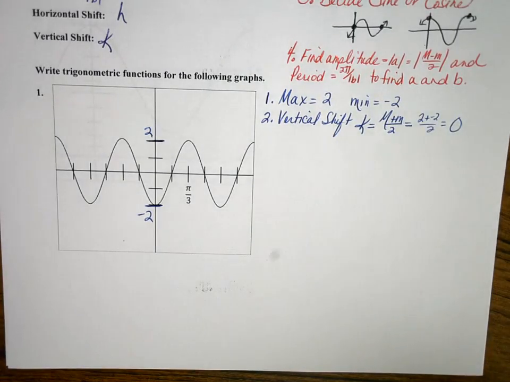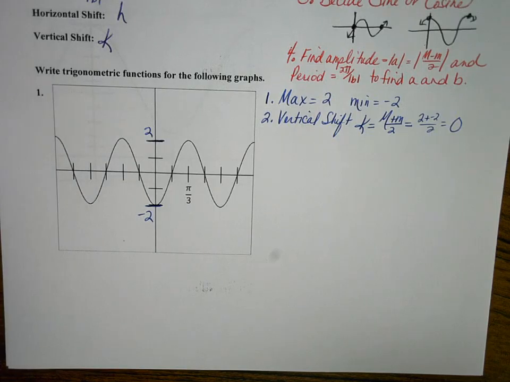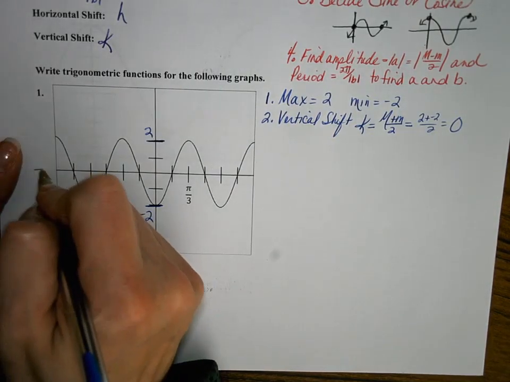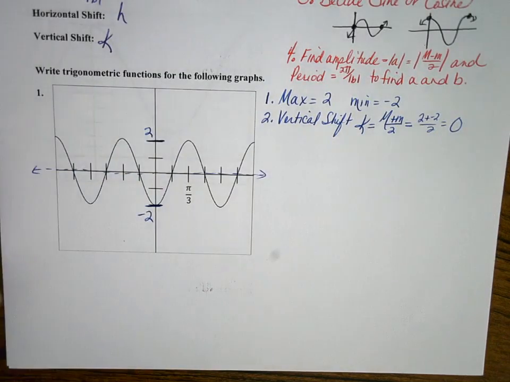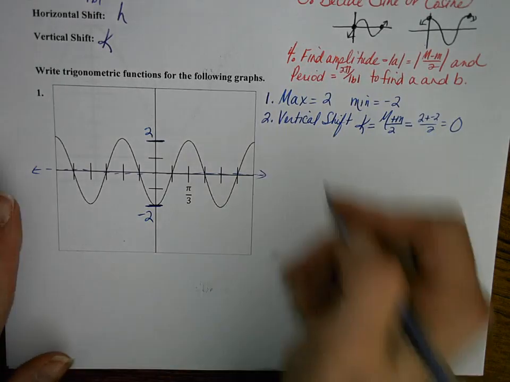Did that thing shift up or down? No, we should be able to recognize that because look at, my x-axis does cut that graph in half. If my x-axis cuts that graph in half, I know that it has not been shifted up or down. We okay with that?